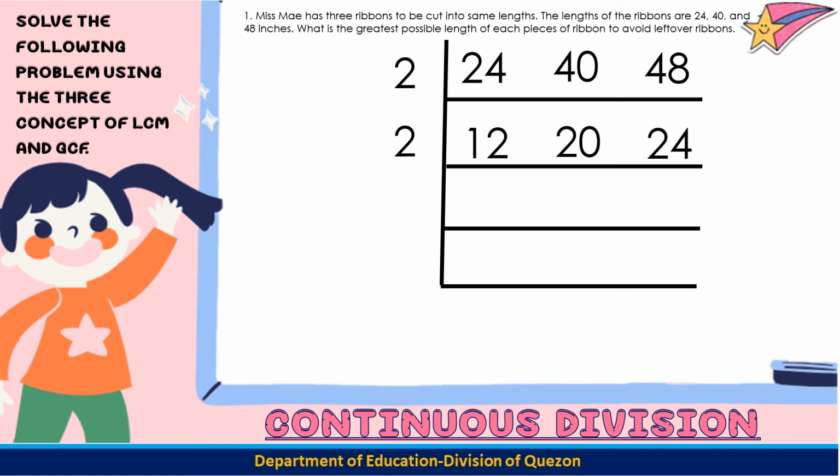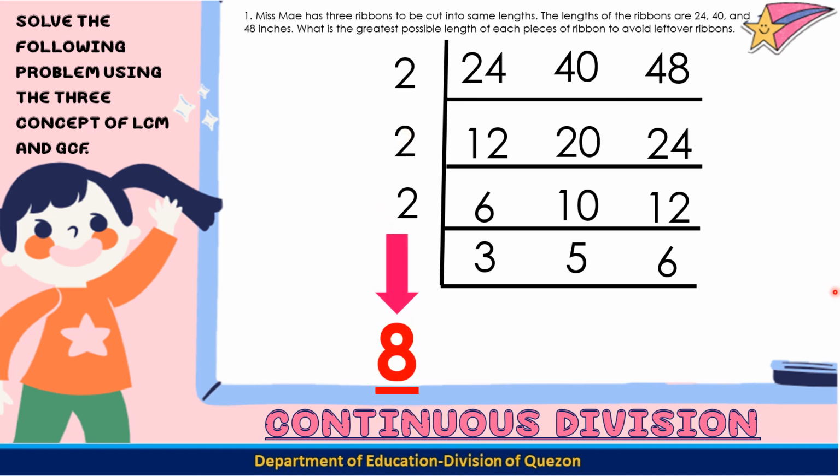12 divided by 2, 20 divided by 2, and 24 divided by 2 is 6, 10, and 12. What is the divisor for 6, 10, and 12? We have again 2. 6 divided by 2, 10 divided by 2, and 12 divided by 2 is 3, 5, and 6. Now, we have 2 times 2 equals 4 times 2 is equivalent to 8. 8 is our GCF.